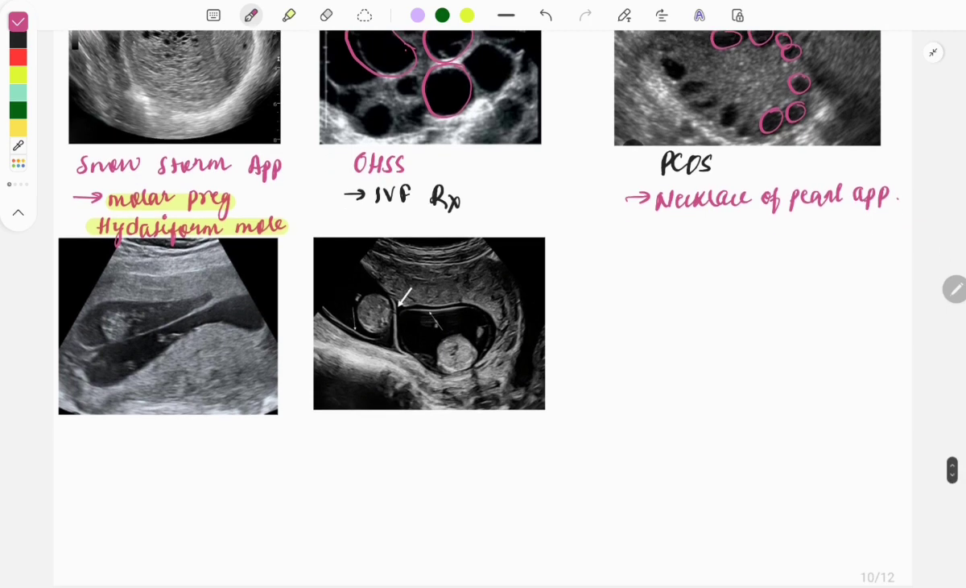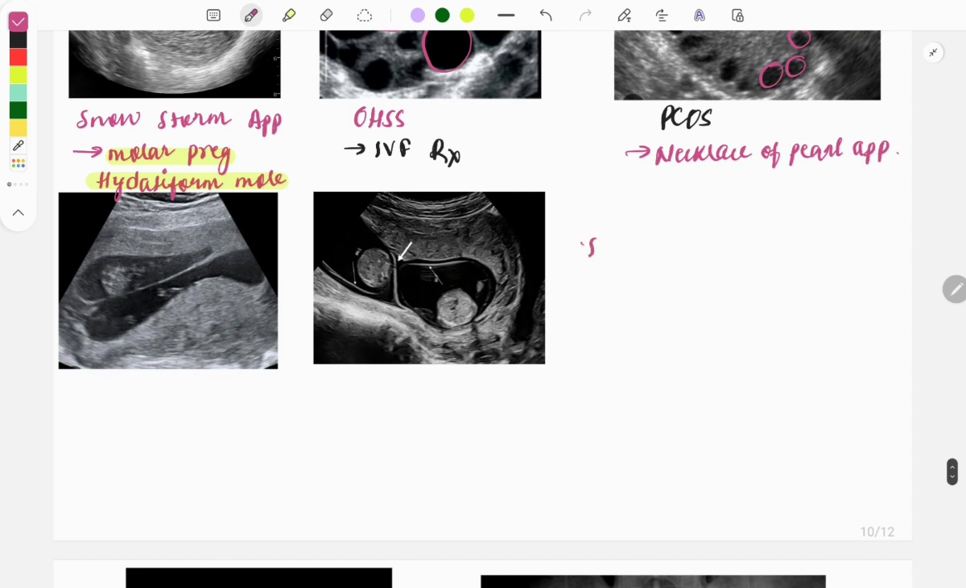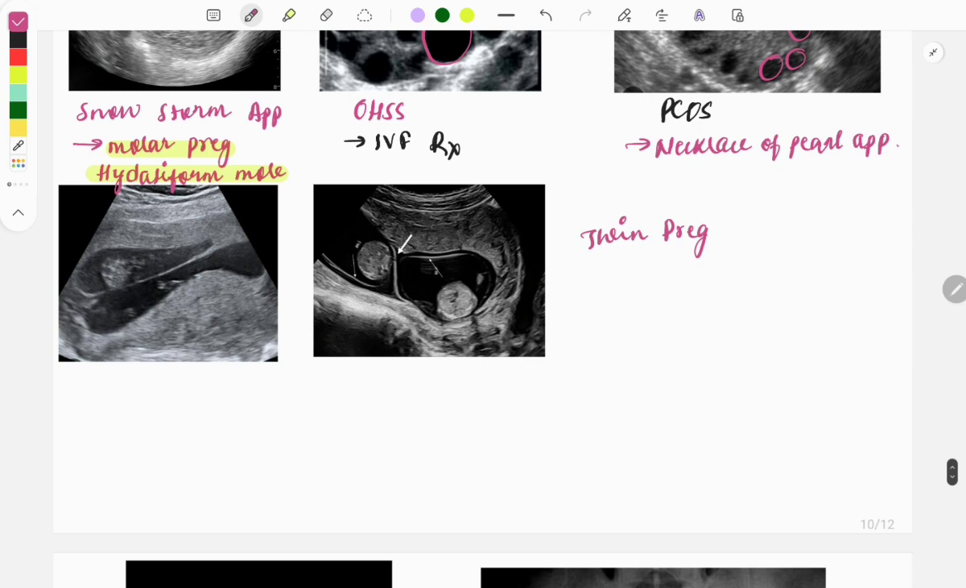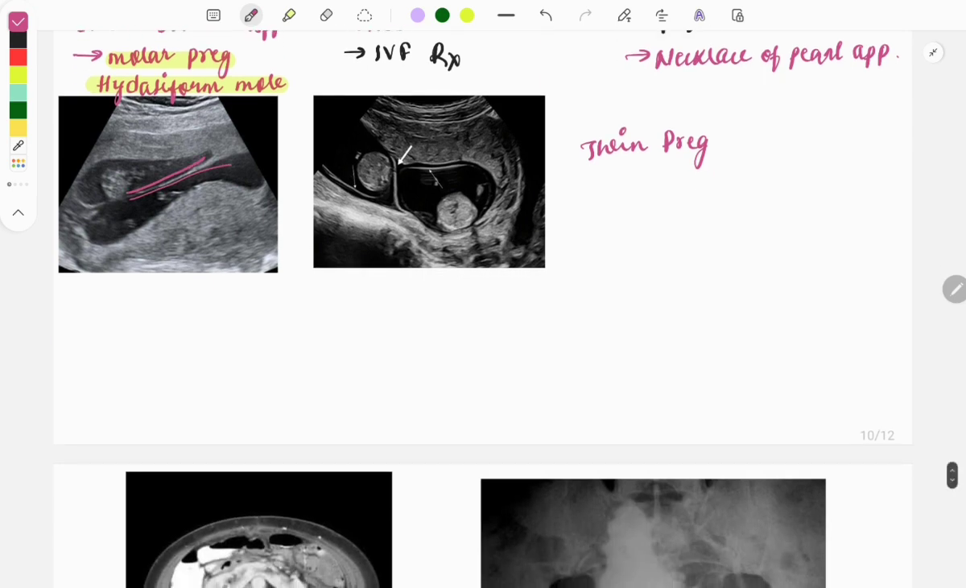Then moving on to the next image, these are the images of twin pregnancy. Twin pregnancy is also a very important topic, and in this you need to identify which of the following will be dichorionic and monochorionic. So the first image, as you can see here, looks like a lambda, so it is the lambda sign or the twin peak sign.